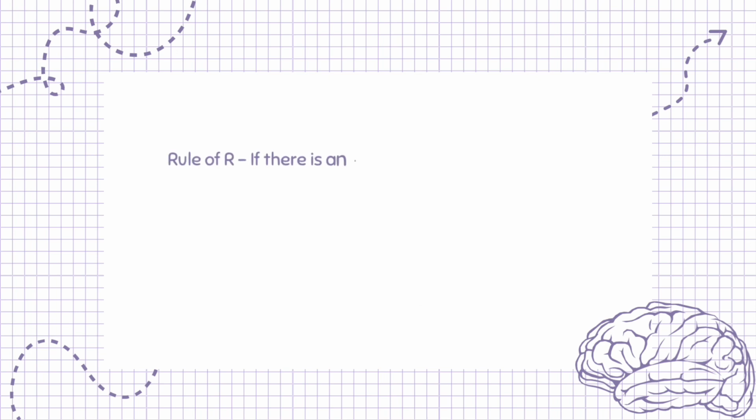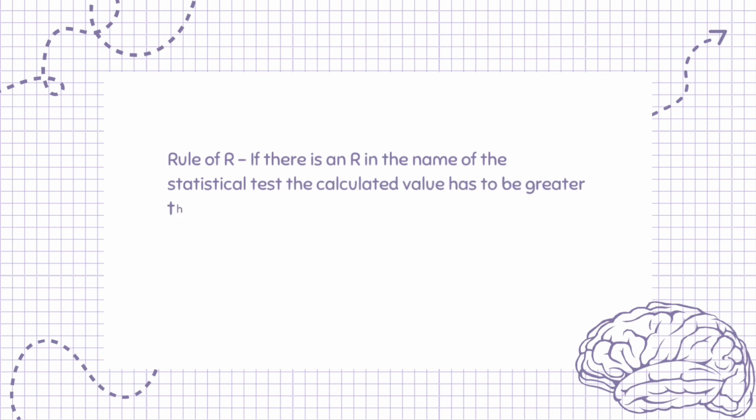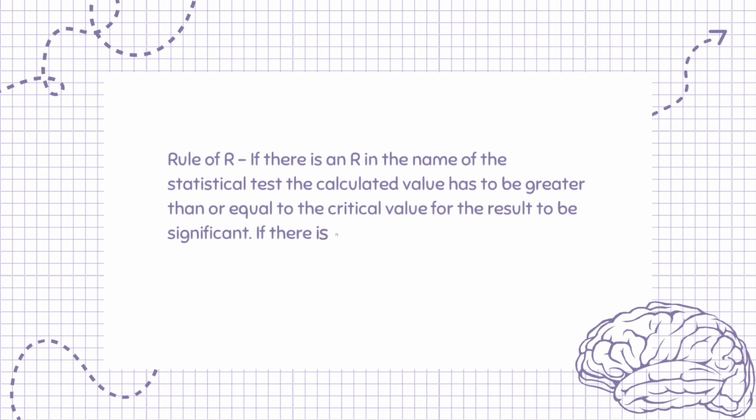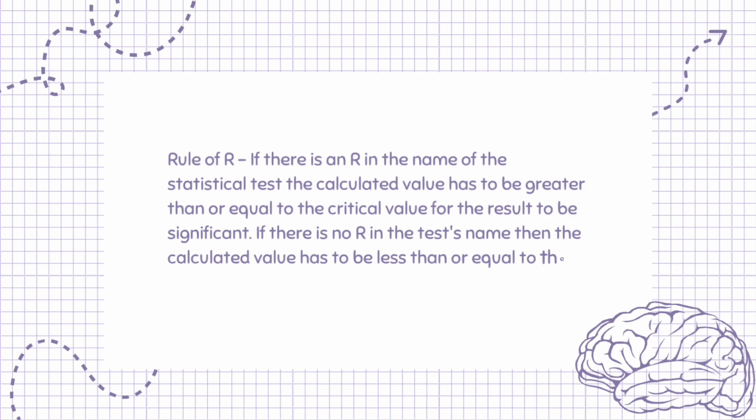Rule of R: if there is an R in the name of the statistical test, the calculated value has to be greater than or equal to the critical value for the result to be significant. If there is no R in the test's name, then the calculated value has to be less than or equal to the critical value for the result to be significant.